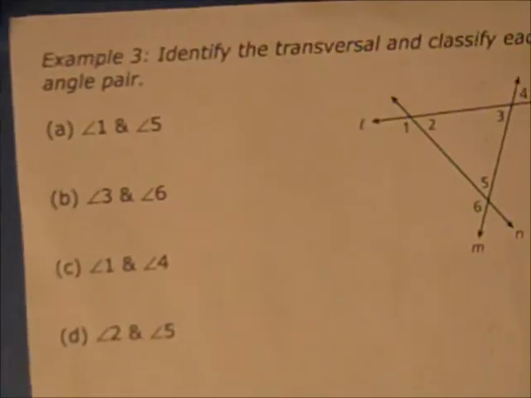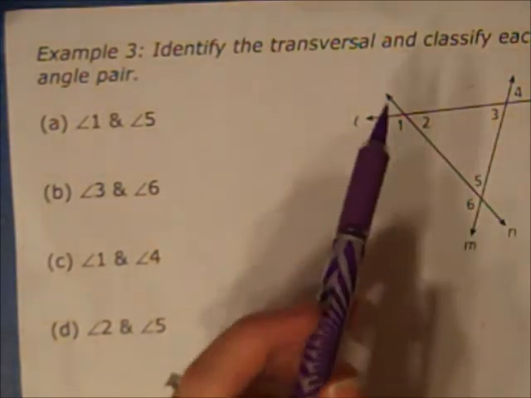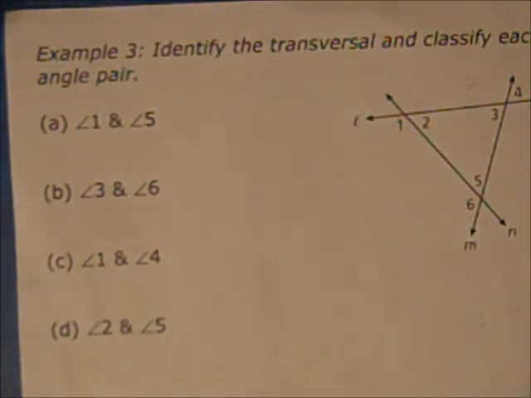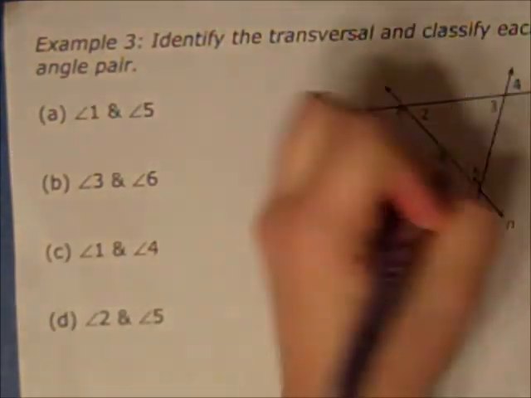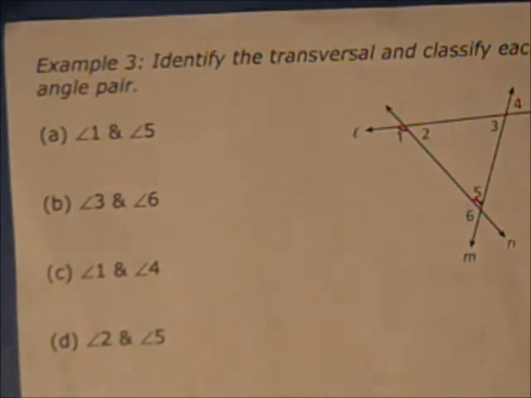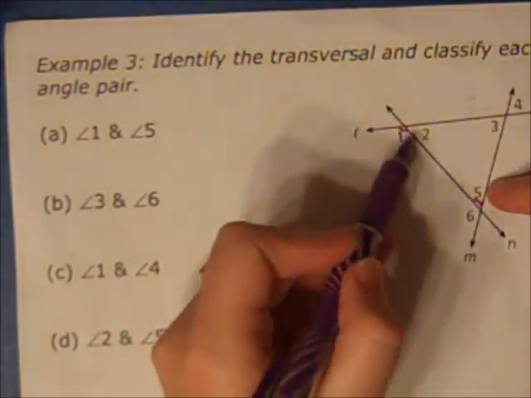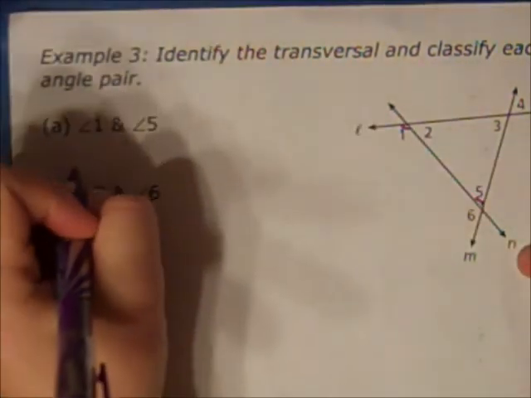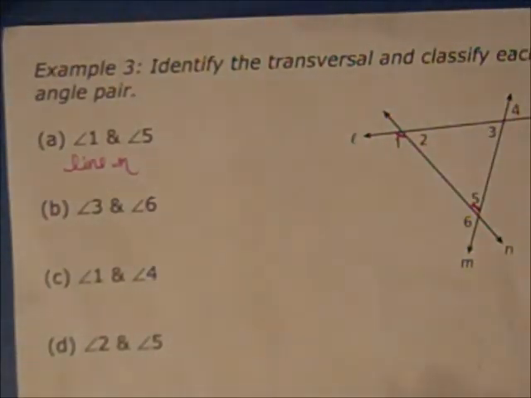Okay, last example here is kind of the same thing, only we have 3 different lines intersecting. So we have to first pick which transversal we're talking about, and then talk about which kind of angles they are. Okay, so A says 1 and 5. So if you look at angle 1 and angle 5, the first thing to do is identify the transversal. So you're just looking at which line do both of those touch. So they're both touching this line going through here, which would be line N. Remember, if you use the script letter, you have to use the word line.